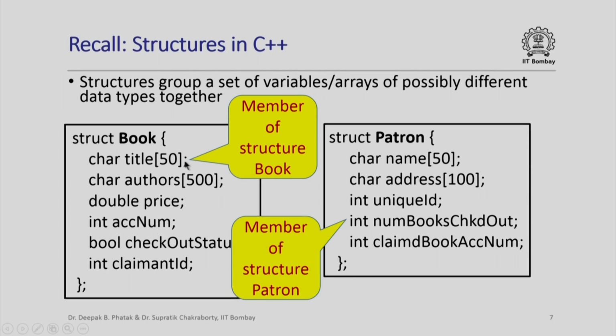And in the last lecture, we saw that these individual information items that are stored in a structure are basically stored in what are called members of the structures. So for example, title would be a member of the structure book, and similarly num books checked out would be a member of the structure patron.